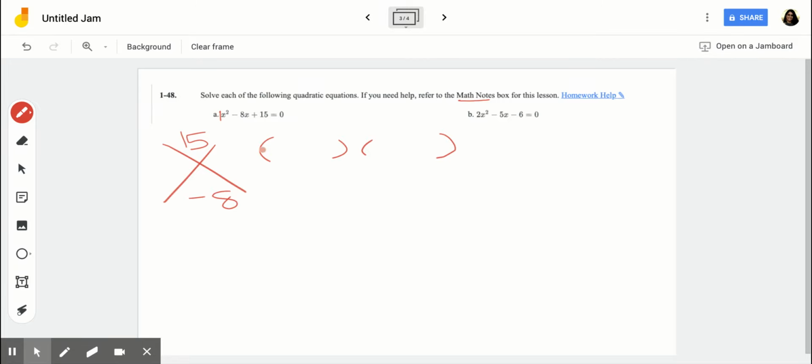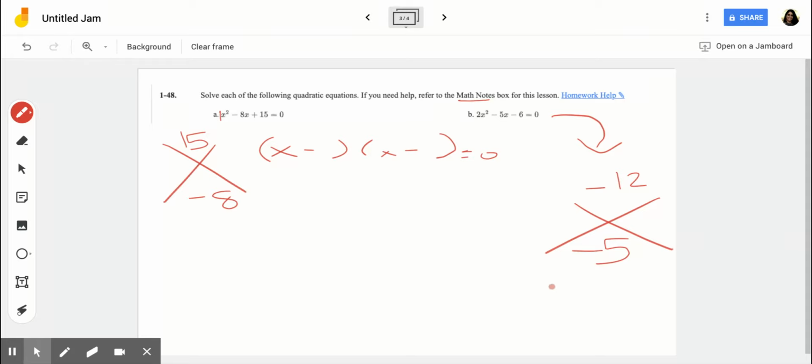So come up with the parentheses, x minus a certain number, x minus another number. I think you can come up with those. But don't forget, you have to then use the zero product property. Set this one equal to 0 and set this one equal to 0 and solve. For B, if you try to do the x, 2 times negative 6 is negative 12 with a negative 5 on the bottom, you're not going to be able to come up with two numbers that multiply to make negative 12 but add to make negative 5.